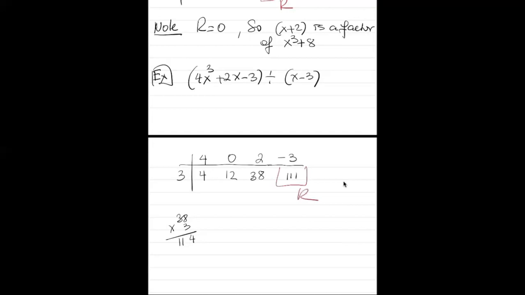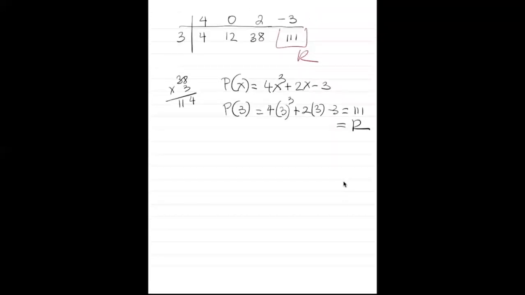And if we calculate, if the given polynomial is 4x to the third plus 2x minus 3, and if you plug in 3 for x, p of 3, you'll see that that is exactly the remainder. And finally, let's state the remainder theorem.